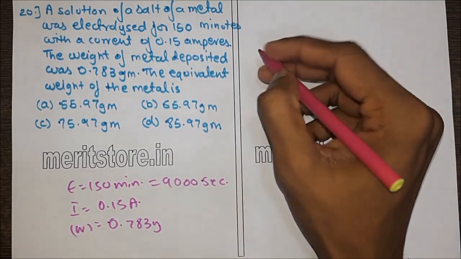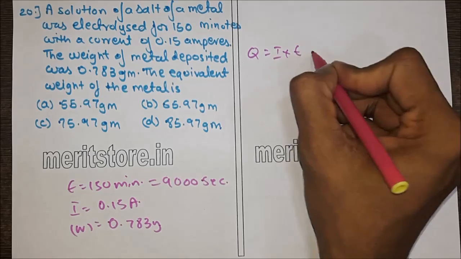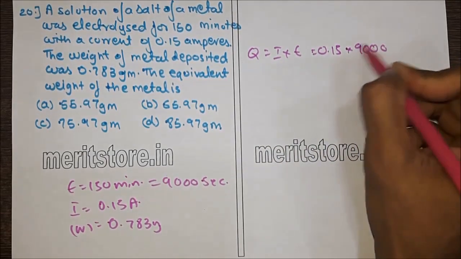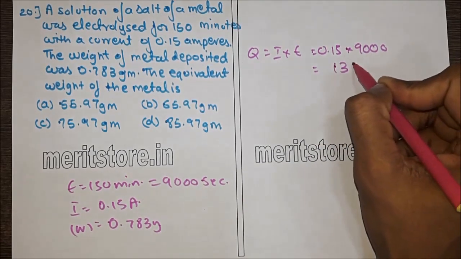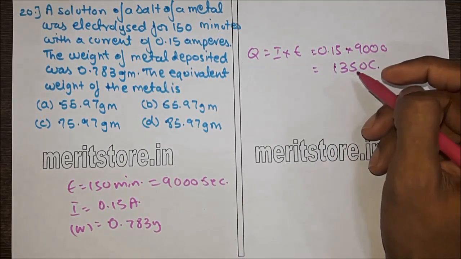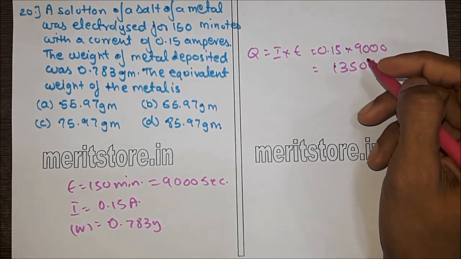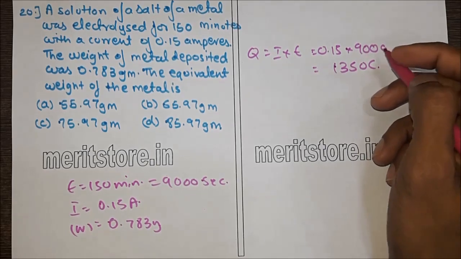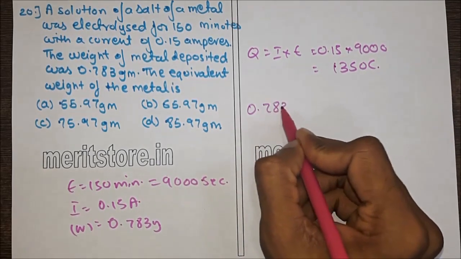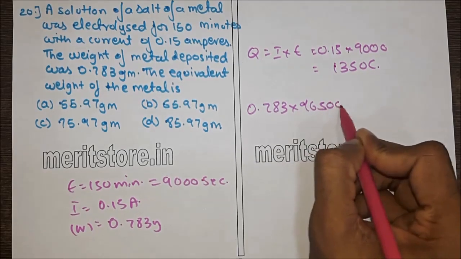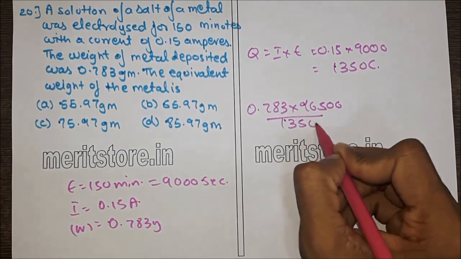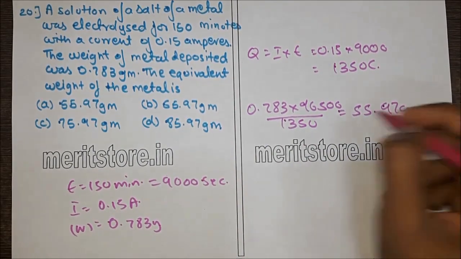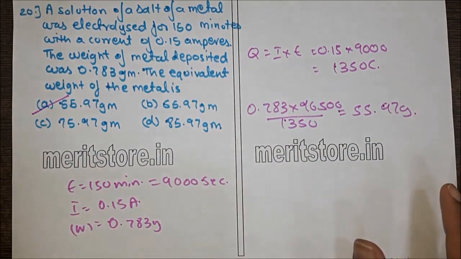So we know that Q is equal to I into T, which is equal to 0.15 into 9,000, which we get as 1,350 coulomb. Since 1,350 coulomb of electricity will deposit 0.783 grams of metal, so 96,500 coulomb of electricity will deposit 0.783 into 96,500 upon 1,350, which is equal to 55.97 grams, which we see answer matches option A. Option A is the correct answer.